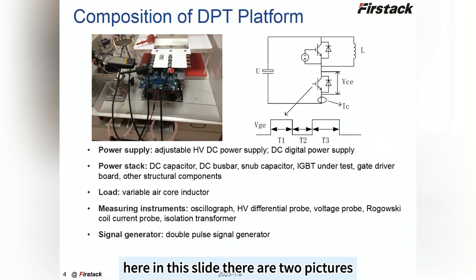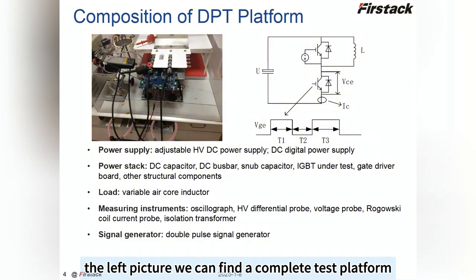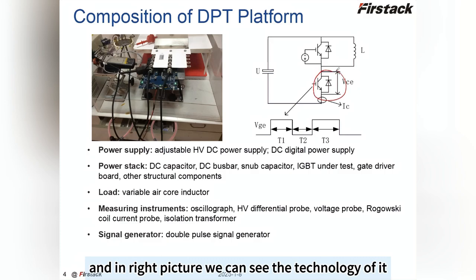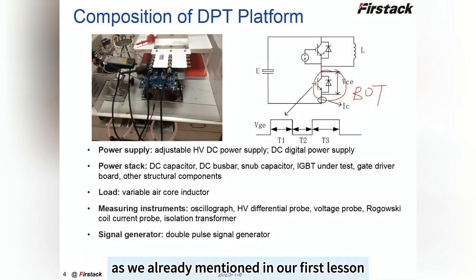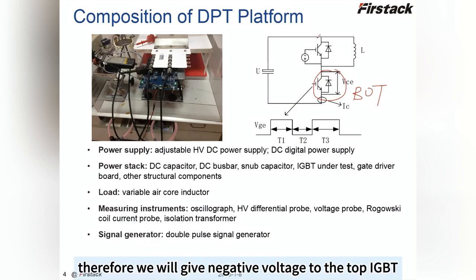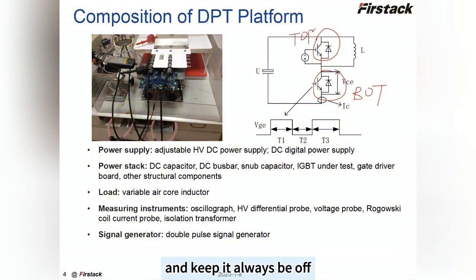Here in this slide, there are two pictures. In the left picture, we can find a complete test platform, and in the right picture, we can see the topology of it. As we already mentioned in our first lesson, we will test only our bottom IGBT as an example. Therefore, we will give negative voltage to the top IGBT and keep it always off.